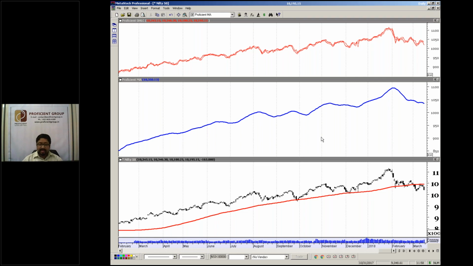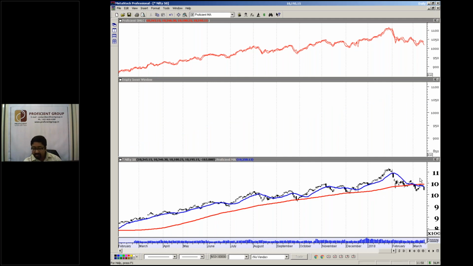Right? Now I can change the values as well. But say we are working with the 13-day moving average. Now I'm plotting it along with the 100-day moving average. Right?